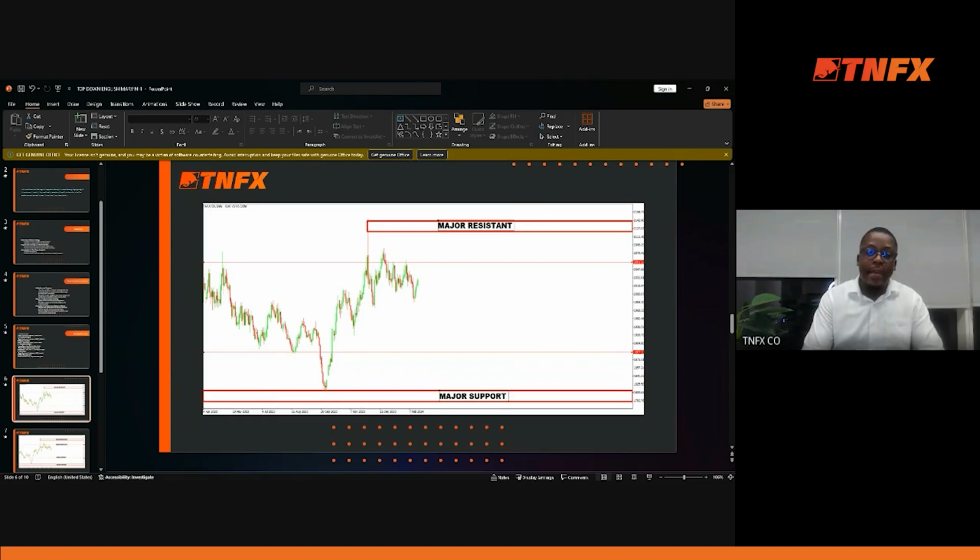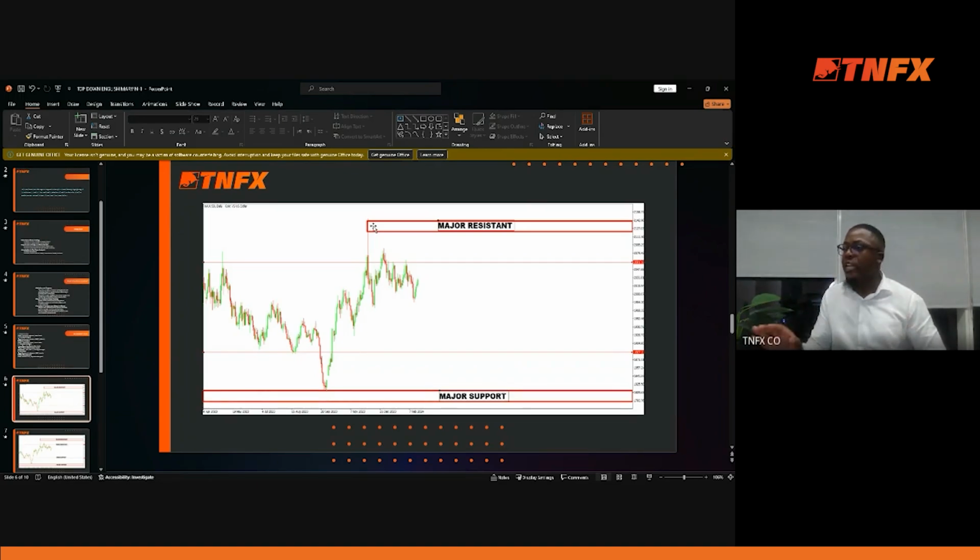So we have a peak formation high. If you can see, we have a peak formation high here, and we have a peak formation low. This simply indicates that this is the highest point of our asset class, which is gold, and this is the lowest point of the asset class, which is gold.